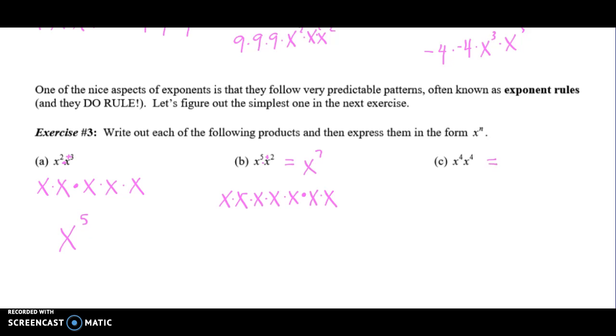Alright, so x to the 4th times x to the 4th. Adding our exponents, x to the 8th. And again, to write it out, because the instructions say to, and also to check, x to the 4th times x to the 4th is x to the 8th.